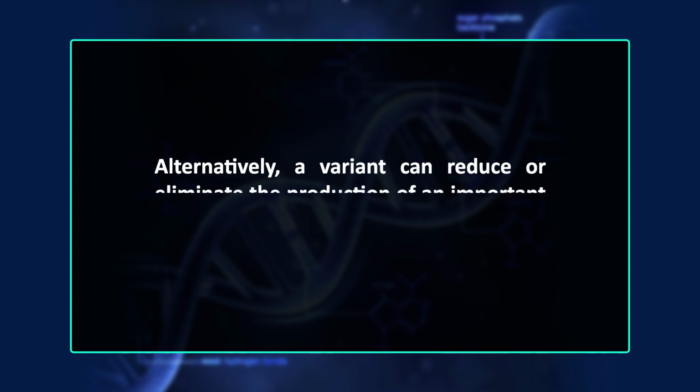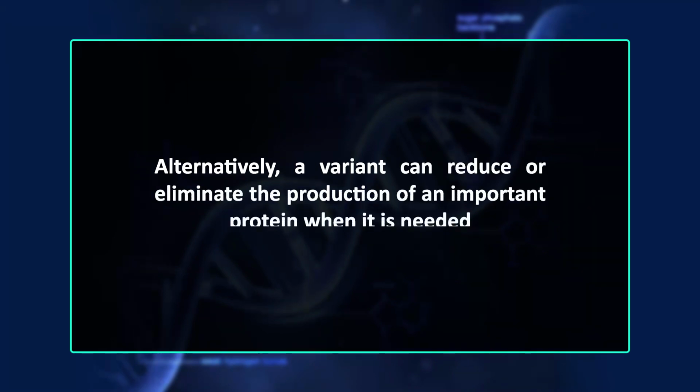By altering one of these regions, a variant, also known as mutation, in non-coding DNA can turn on a gene and cause a protein to be produced in the wrong place or at the wrong time. Alternatively, a variant can reduce or eliminate the production of an important protein when it is needed. Not all changes in non-coding DNA have an impact on health, but those that alter the pattern of the critical protein can disrupt normal development or cause a health problem.